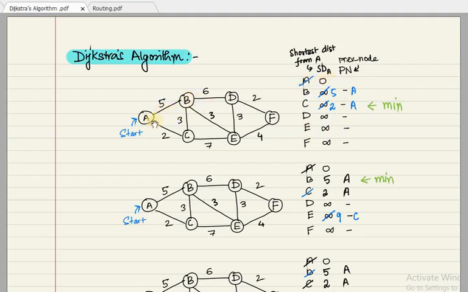Then from A to B, then A to C, then A to D, then A to E, and A to F will be unknown in the beginning, of course, so they are infinite. Okay, we don't know. I think we have already discussed this before. If we don't know a particular path to reach a particular node, we keep it as infinity. Okay, the value is infinite.